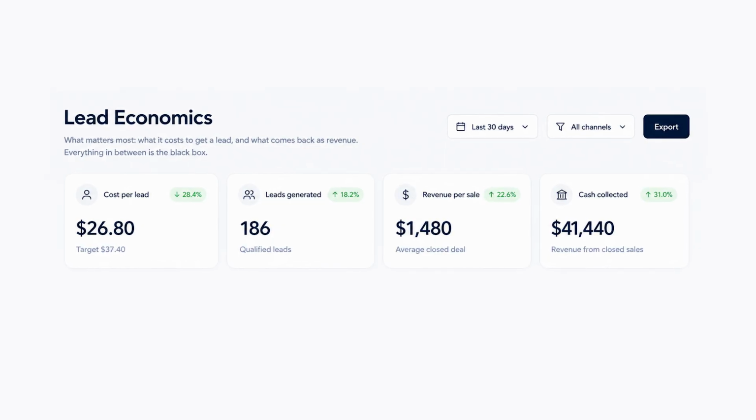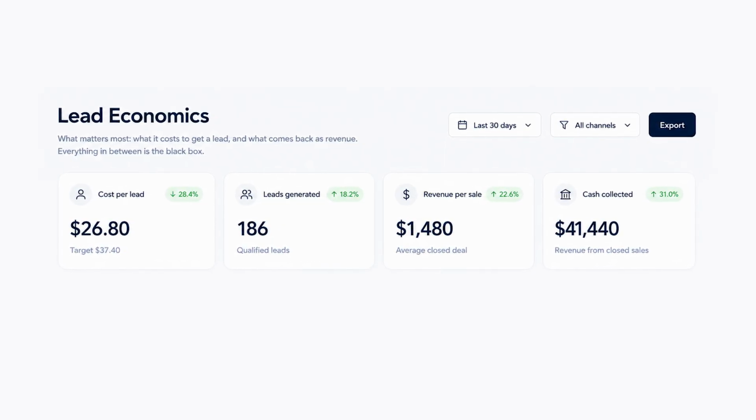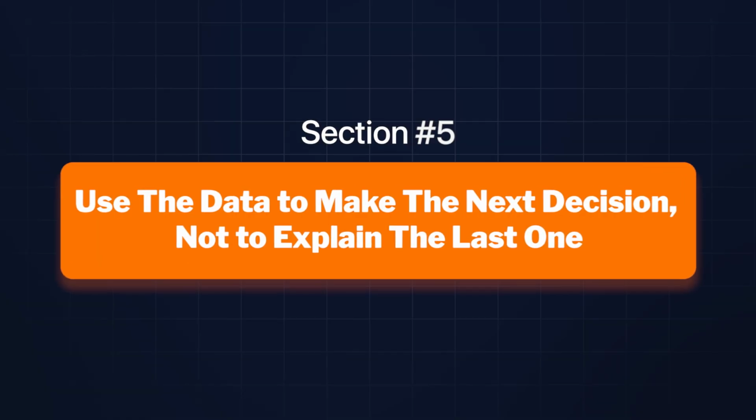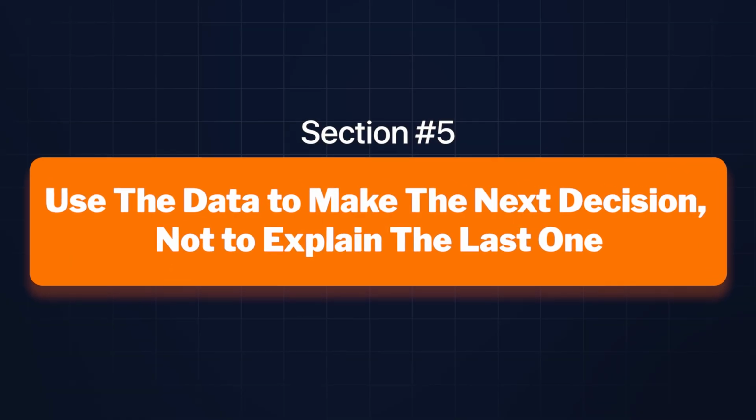So now your data is clean, it's connected, and it's actually real and going towards what you actually want to see instead of what they're spoon feeding you. And it's still worthless until you change what you do next. Now, this is the last step.